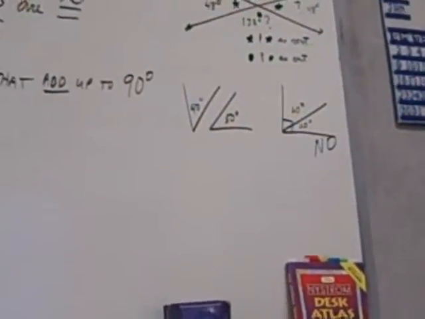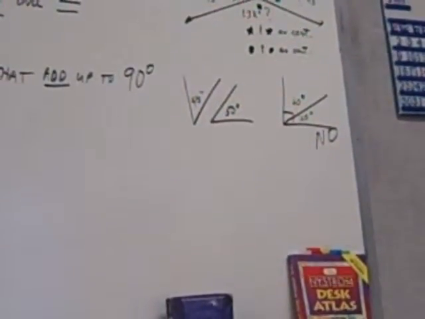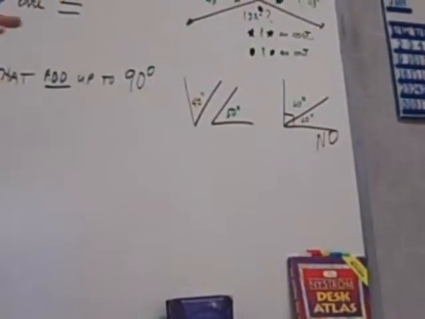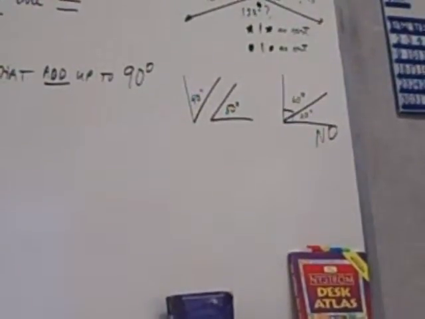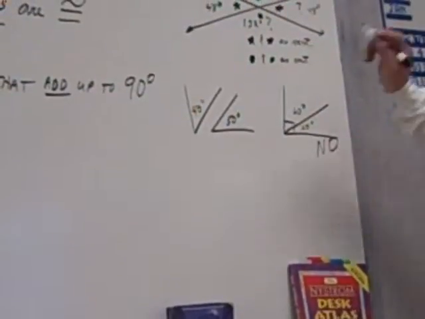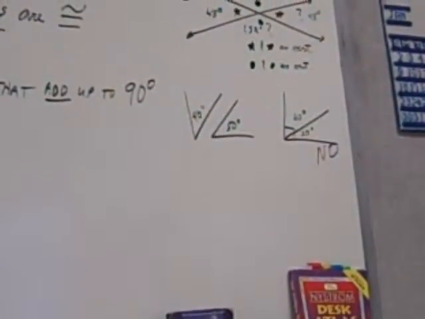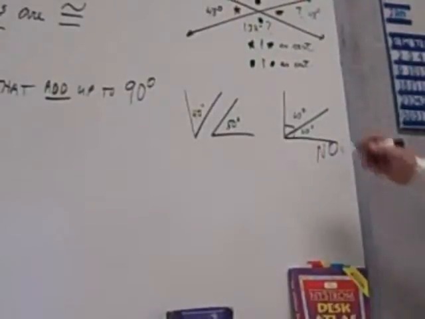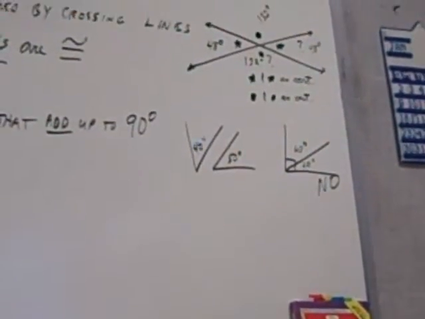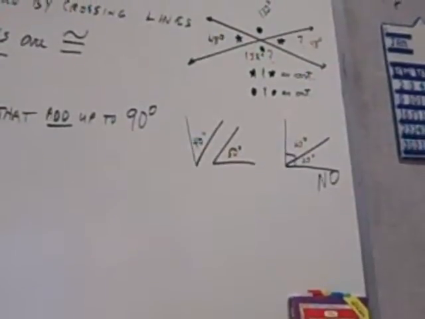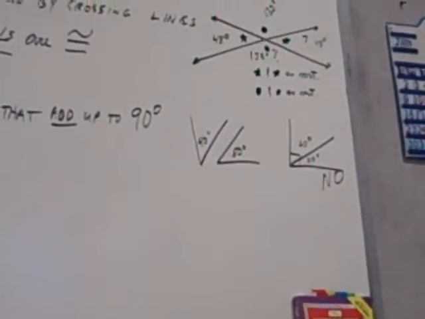And you should say, I don't care. The numbers we put in there are wrong. So no, this one's not complementary. I don't care what kind of box they put in there. I don't care what it looks like. 20 and 60 does not equal 90. They're not complementary. Everybody with me?